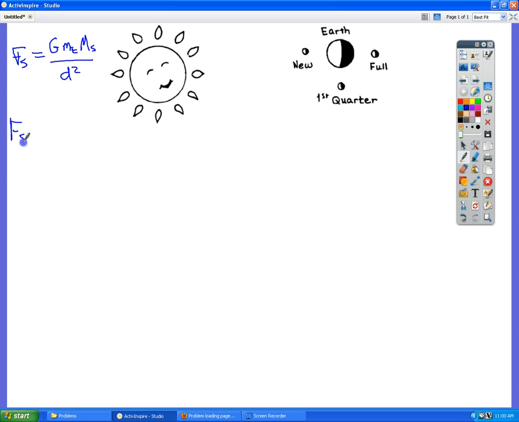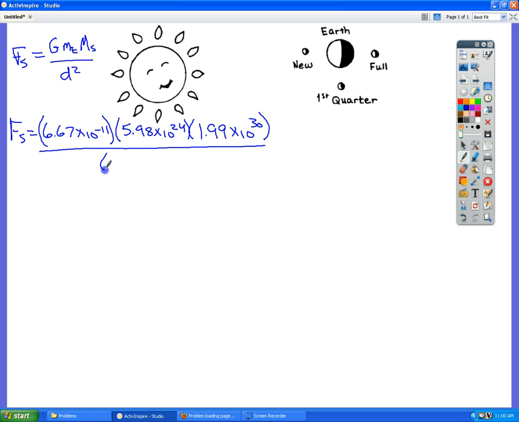So if I want the force of the sun, that'll be equal to 6.67 times 10 to the negative 11th. We need to multiply that times the mass of the earth, which was 5.98 times 10 to the 24th, and then times the mass of the sun, which is much bigger, 1.99 times 10 to the 30th kilograms. We'll divide that by the distance between the two squared, which is 1.5 times 10 to the 11th squared. And when you get done, you'll end up with a force between the sun and the earth. So we'll put Fs of 3.53 times 10 to the 22nd newtons.